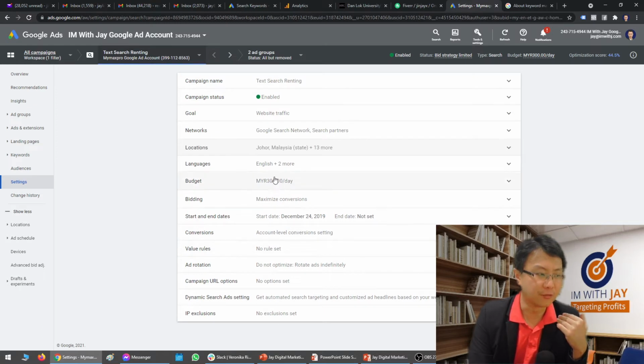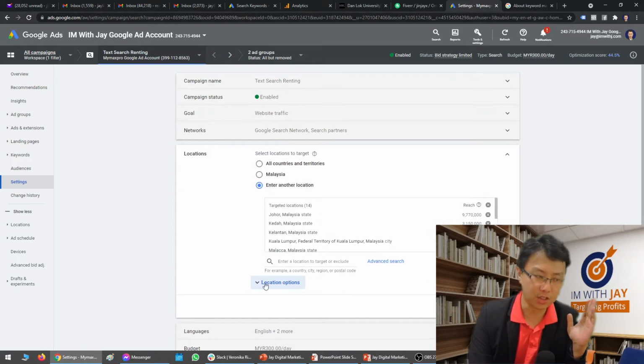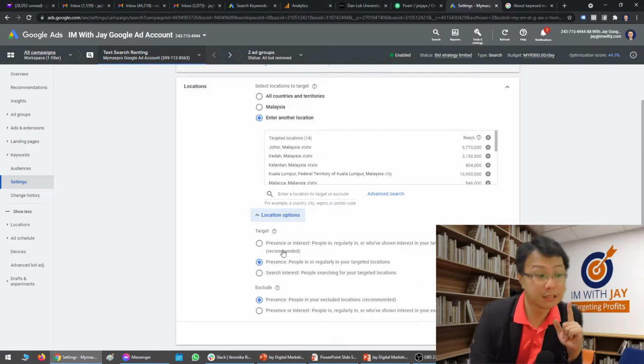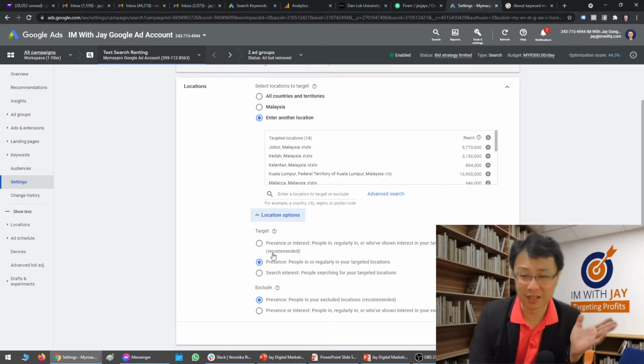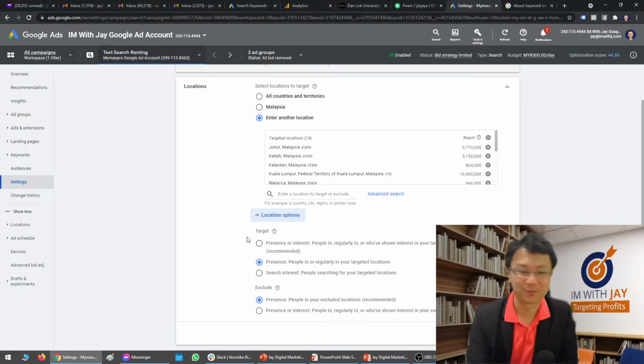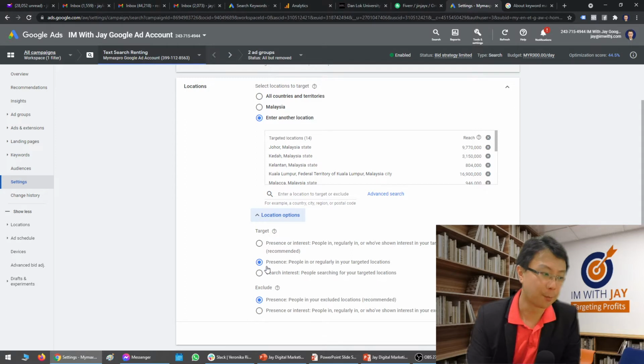So under the hood, if you do not click on this location options button, the original setting, they actually recommend this, and I don't know why they recommend it, but it's not something you want to do. So by picking presence, I'm only targeting people who search for the keywords, for computers, and they're in Malaysia. They're not in some other countries. So if you're serving a local market, this is very important.